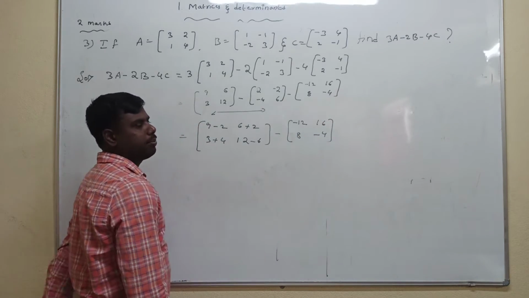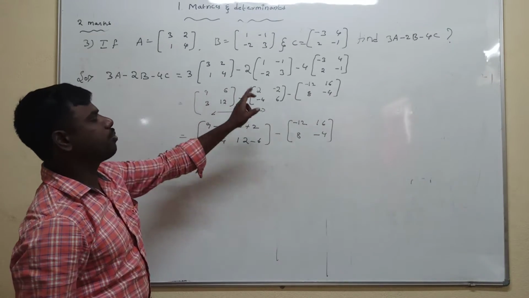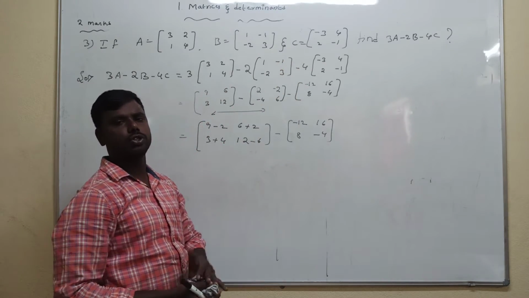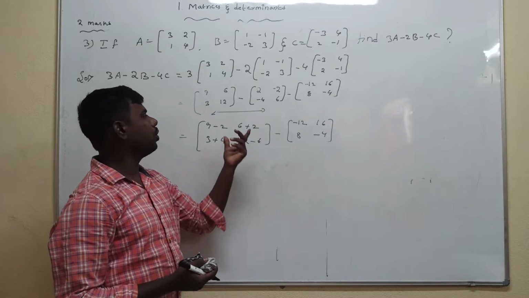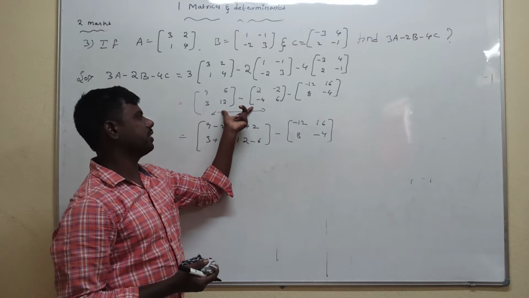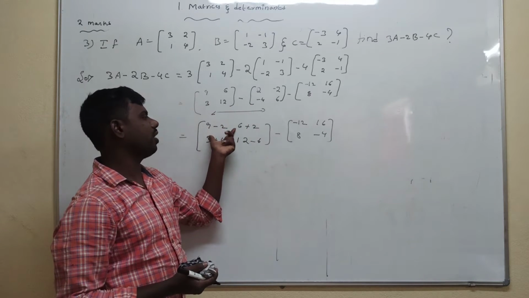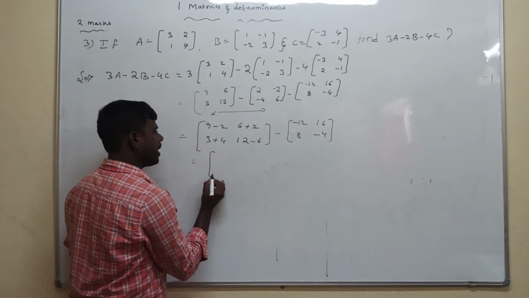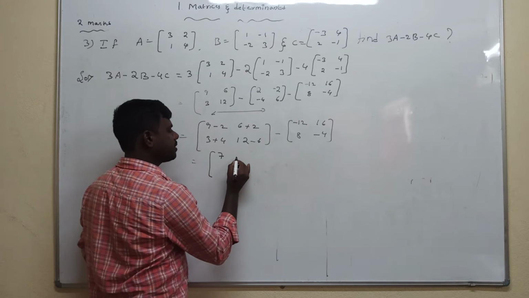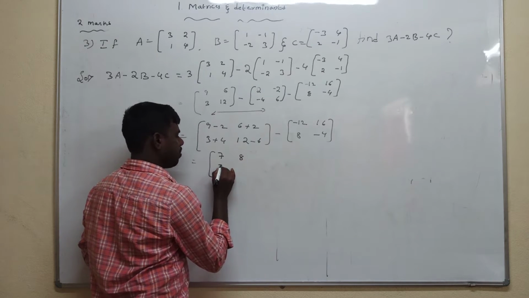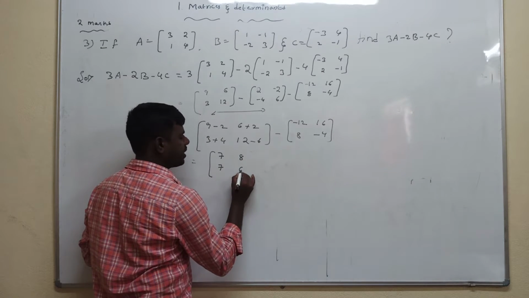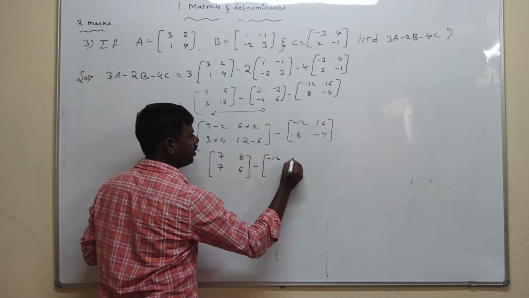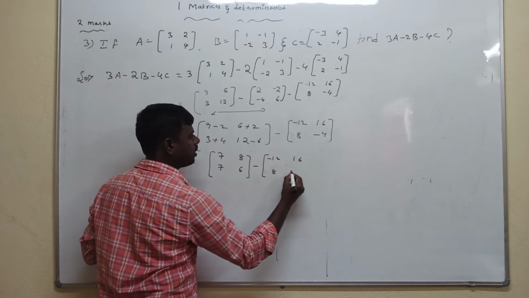If you know the concept, directly you can add the first corresponding elements: 9 minus 2 minus 12. You can do like that also and you get the answer. If you don't know, first you have to calculate these two matrices. After getting the matrix, that one and the last matrix we have to subtract. Now 9 minus 2 value is 7, 6 plus 2 value is 8, 3 plus 4 value is 7, 12 minus 6 value is 6, minus 12, 16, 8, minus 4.